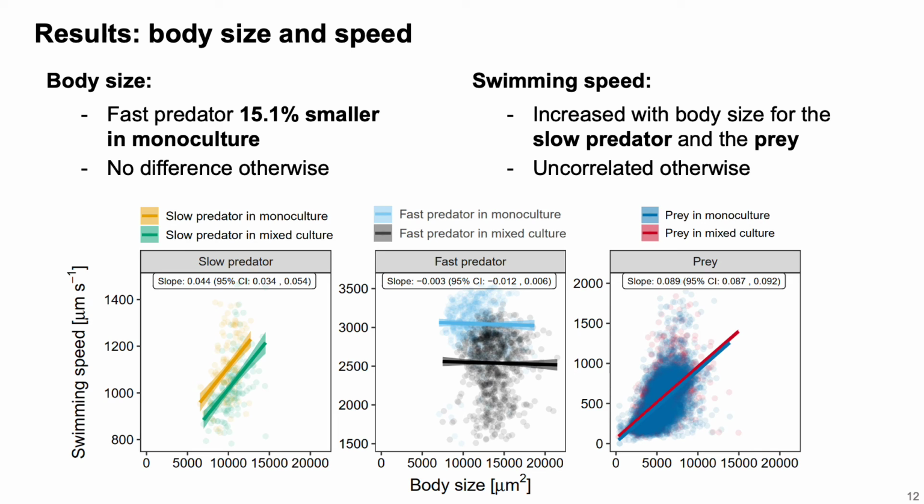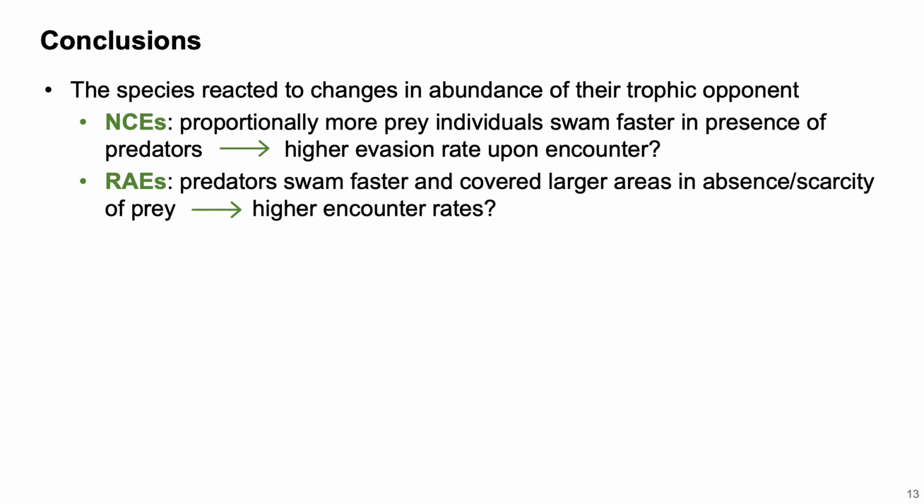Swimming speed increased with body size in the slow predator and the prey, but this was not the case for the fast predator. To conclude, we have seen that the species were able to react to changes in the abundance of their trophic component. On the side of non-consumptive effects, we found that proportionally more prey individuals swam faster in the presence of predators. This could be an attempt at increasing their evasion rate when they encounter a predator.